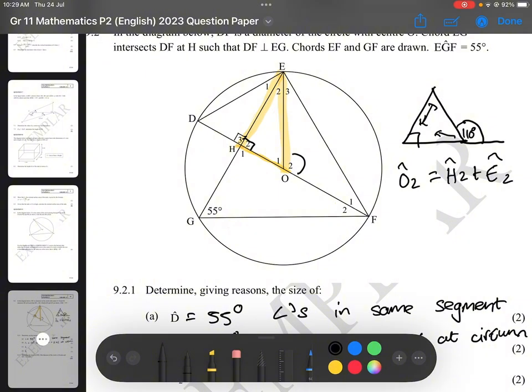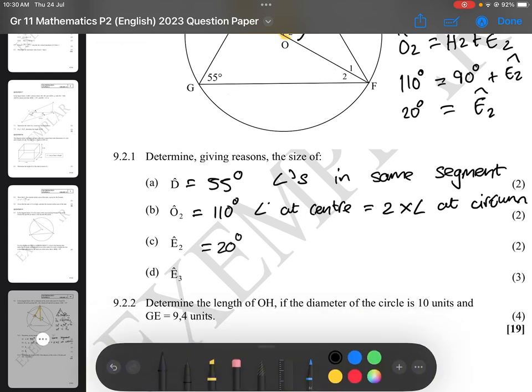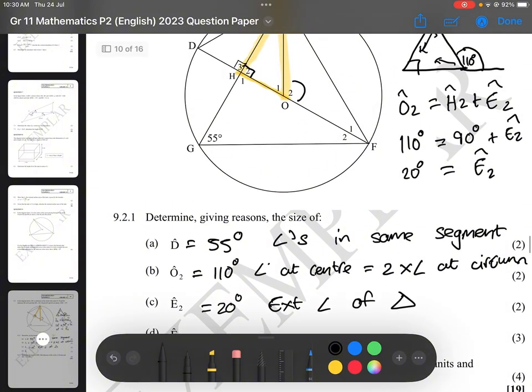Now I know that O2 is 110 degrees. I know H2 is 90 degrees. And E2 is what we're trying to find. Therefore, E2, if we work it out, should be 20 degrees. So I know E2 is equal to 20 degrees. And my reasoning is exterior angle of triangle.